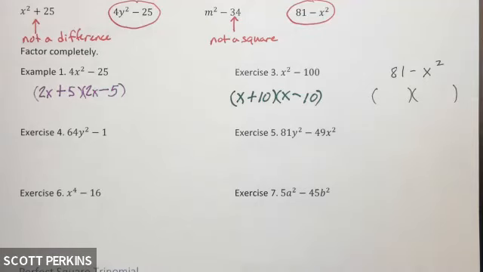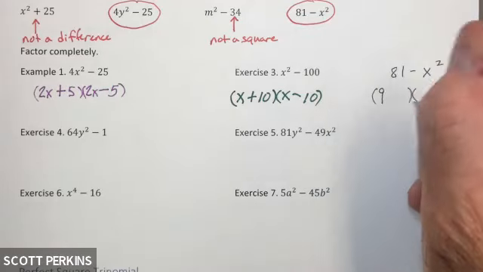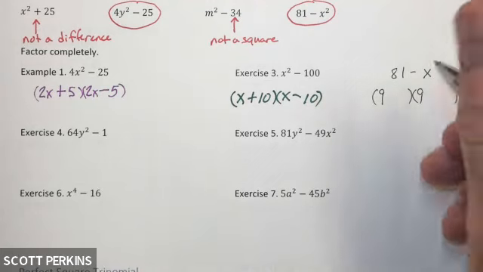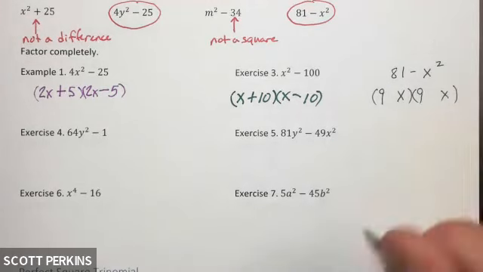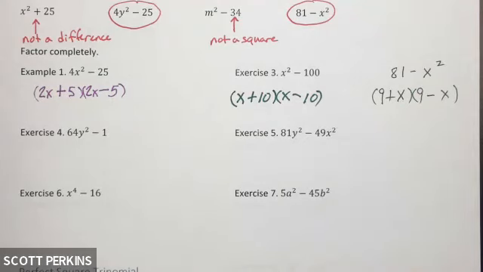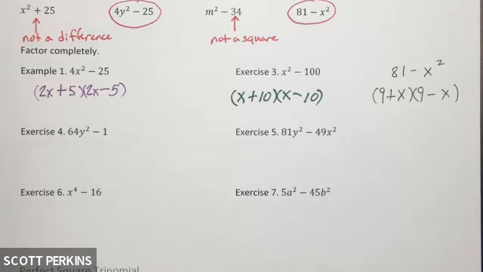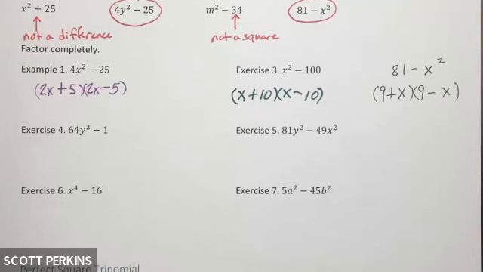All right, so I'm hoping everybody would say that 81 is going to give me 9 times 9. X squared again is x times x. And then I'm going to have plus 1 and minus the other, or minus and plus. The order of the signs does not matter at all. If you've got a question, please ask it. We're just going to practice more of these.